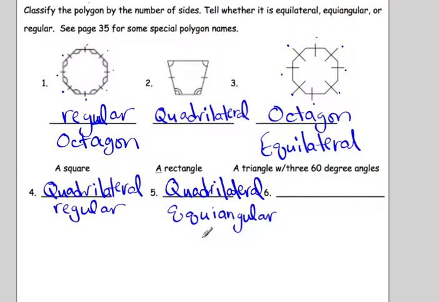And then the last one, a triangle with 3 60-degree angles. So 3-sided is a triangle. If it has 60-degree angles, that means that all the angles are the same. And with triangles, if they have all the angles the same, they actually have all the sides the same. So this would be a regular triangle. And it's equiangular and equilateral, so it is a regular triangle.